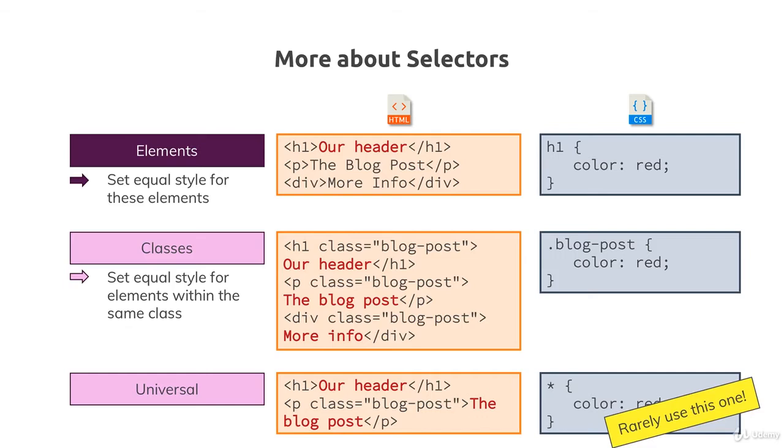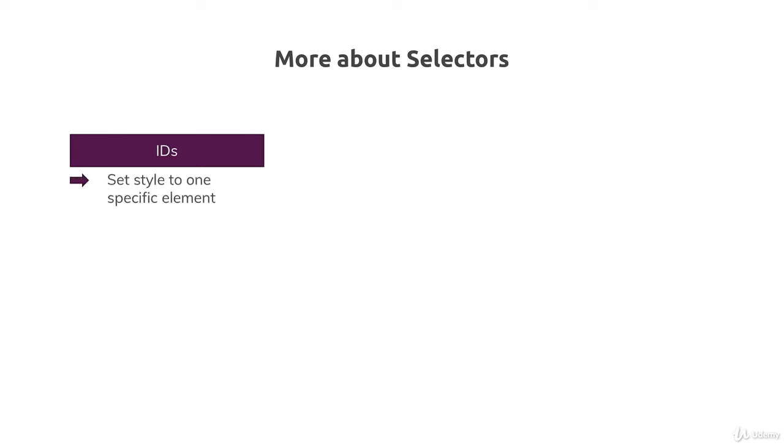Now we're not done yet though. There are two other kinds of important selectors. ID selectors, for example, allow you to select elements by the ID they have, and then apply a style to that one specific element. Since an ID only exists once on a page, we only apply the style to one single element. In HTML, it would look something like this.